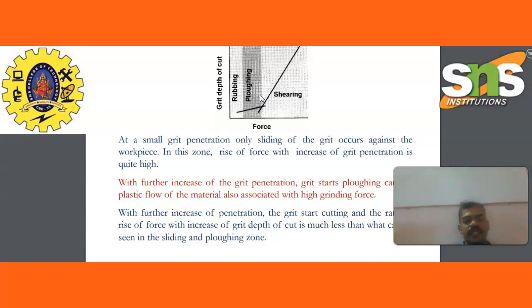With further increase of the grit penetration, the grit starts plowing, causing plastic flow of the material, also associated with high grinding force. With further increase of penetration, the grit starts cutting, and the rate of rise of force with increase of grit depth of cut is much less than what can be seen in the sliding and ploughing zone.